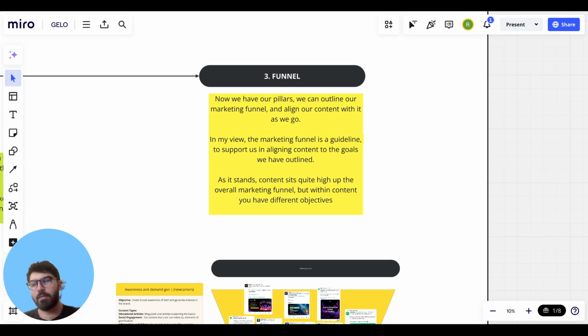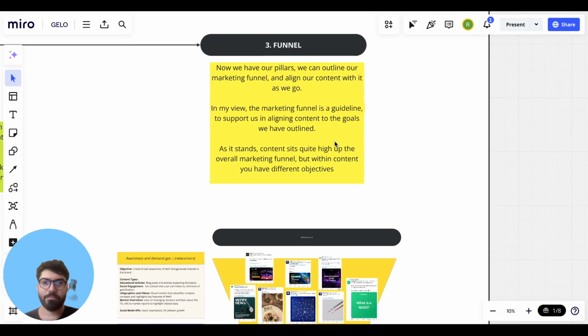Now, even though that's the case, we can still break down the content side of the funnel into its own mini funnel, which looks a bit like this.